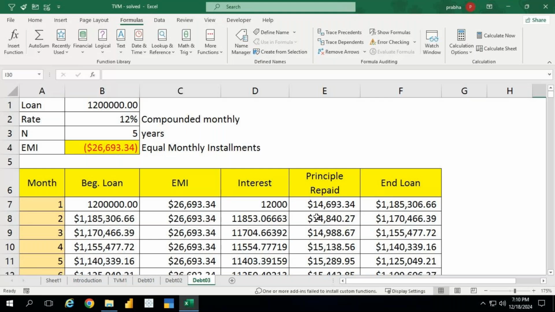Interest column, please. You can directly take the 12% also instead of taking the cell address. So that will be beginning loan into 12% divided by 12.